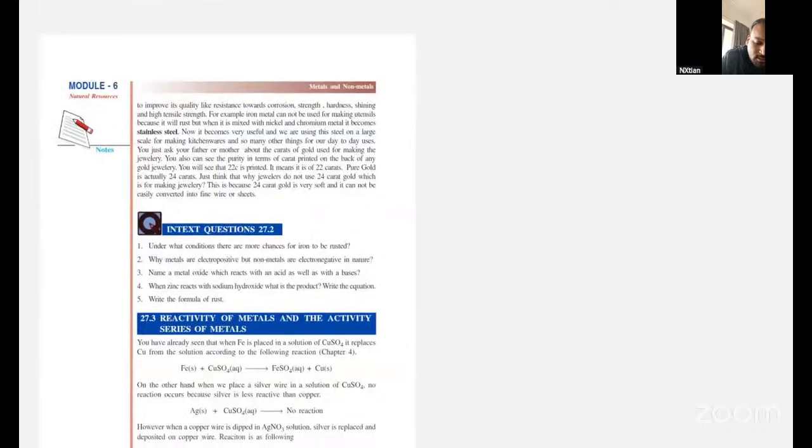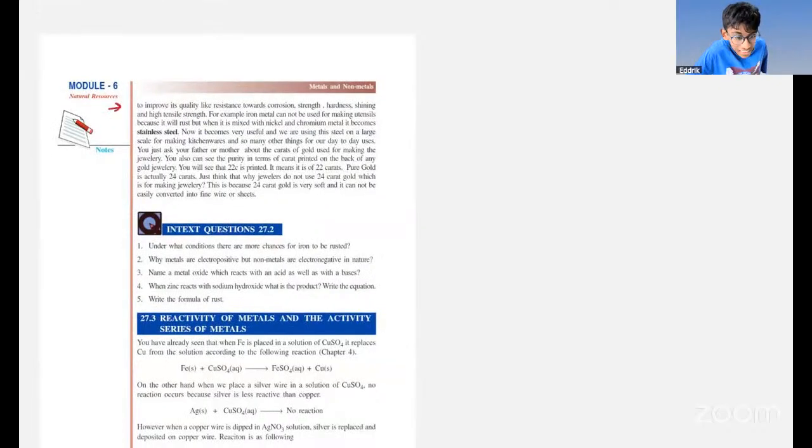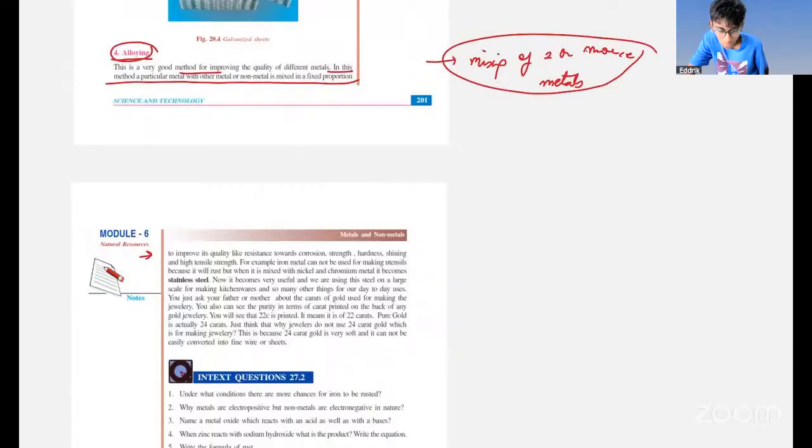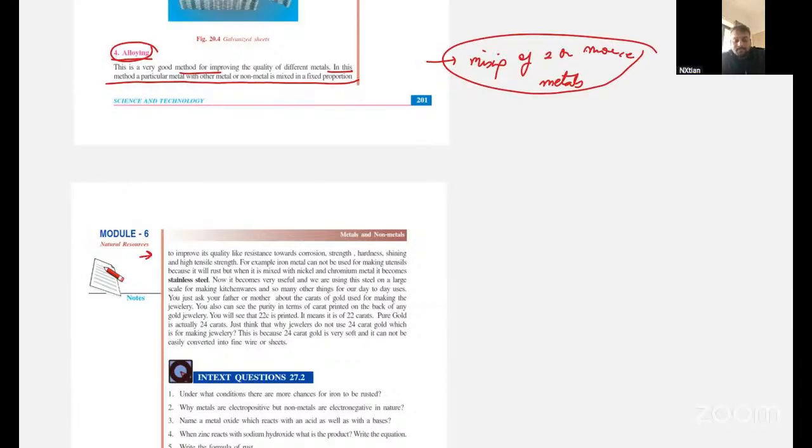Read, Edric. Alloying. This is a very good method for improving the quality of different metals. In this method, a particular metal with other metal or non-metal is mixed in a fixed proportion to improve its quality, like resistance towards corrosion, strength, hardness, shining, and high tensile strength.